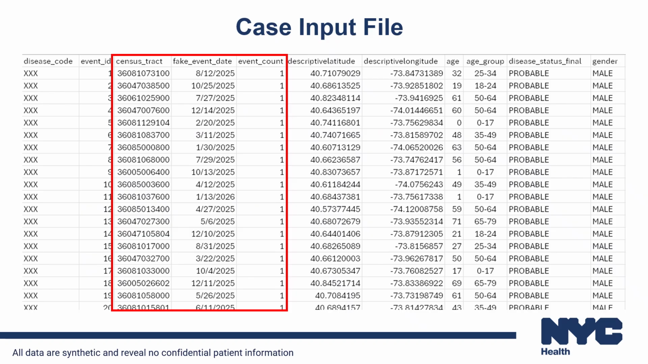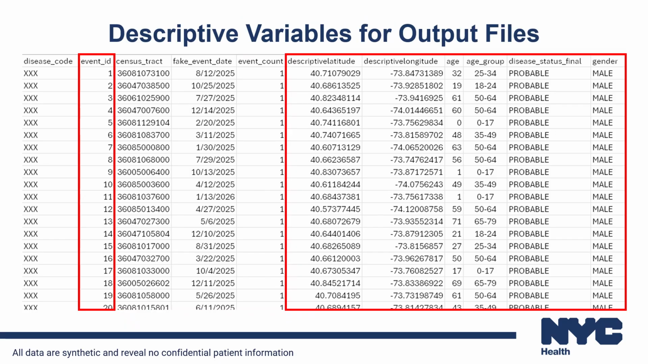This is a sample case input file for prospective spacetime analysis in SaTScan. To conduct spacetime analyses, SaTScan only requires the case file contain the location ID, event date, and event count. But you can include additional case level variables in the case input file that aren't used in the analysis, but may help with output interpretation. For example, including age group as an additional column and requesting it be included in output files may reveal a potential outbreak in certain age groups.